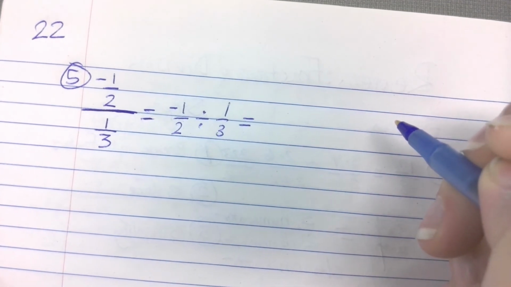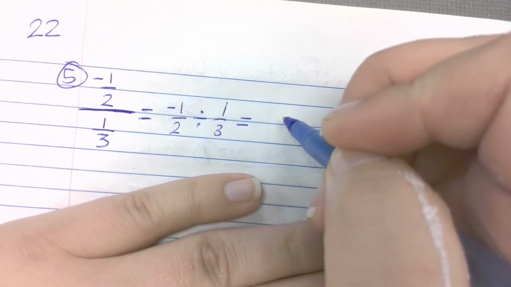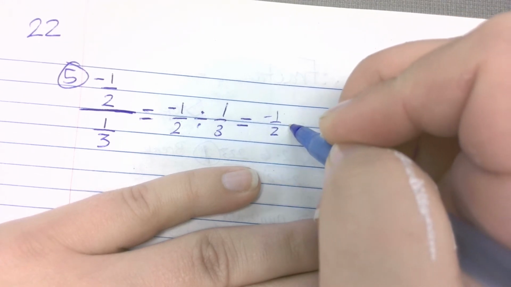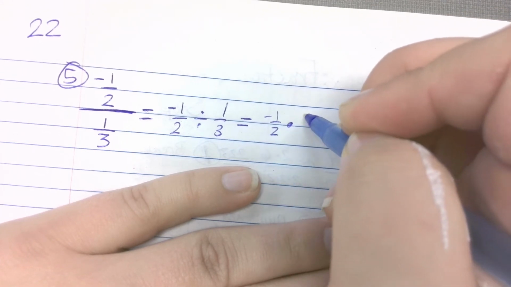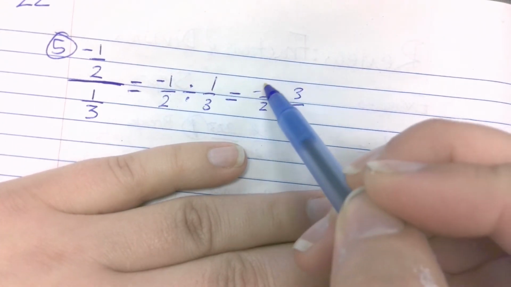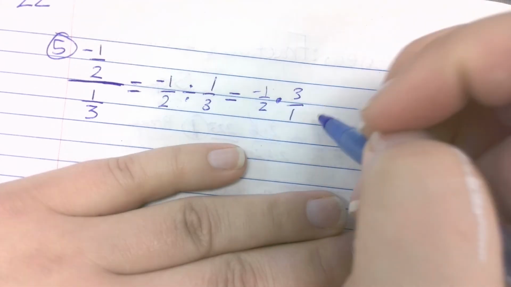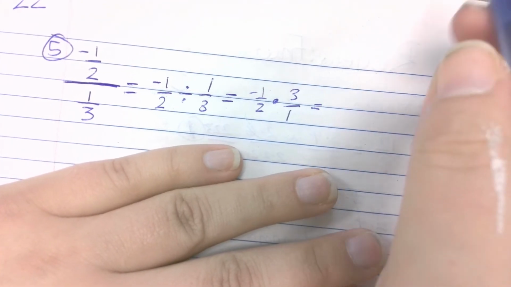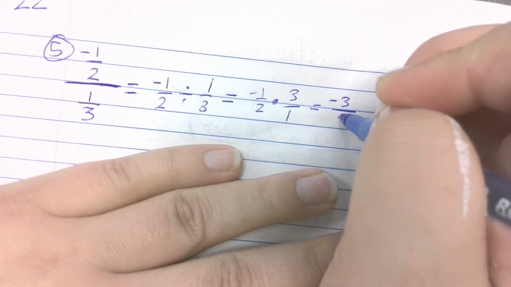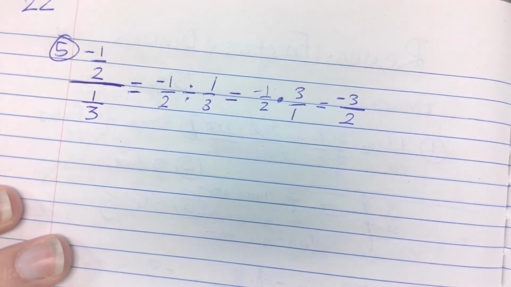Jacob, can you help me? Put negative 1 over 2. Yep, I'm with you. Multiply. Okay, 3 over 1. Good. Guys, all of these are prime, which means you can't break them down anymore. So just multiply. What's negative 1 times 3? Negative 3. What's 2 times 1? 2. You're done. You are done.